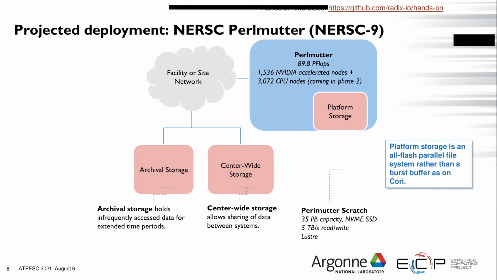At NERSC, when the Perlmutter system goes live, it's already on the floor, or at least a big chunk of it is, but it's not in production just yet. They're going to maintain the same archival system and the same center-wide storage that they've had, but they are also changing their platform storage. They're going with an all-flash Lustre scratch volume that's going to have a relatively small capacity compared to scratch volumes they've had before, but with a very high throughput. So this is their take on how to do the platform storage and embedded storage.